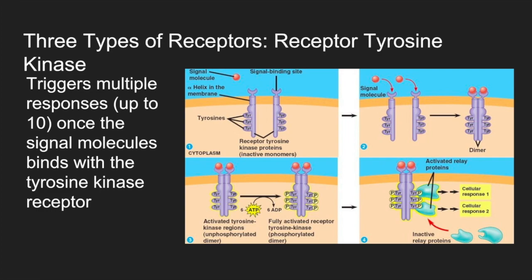The next is the receptor tyrosine kinase. This type of receptor is crucial in triggering multiple responses, and it can actually trigger up to 10 responses all at once by transferring a phosphate group from ATP onto the protein on the receptor, and this triggers a response.